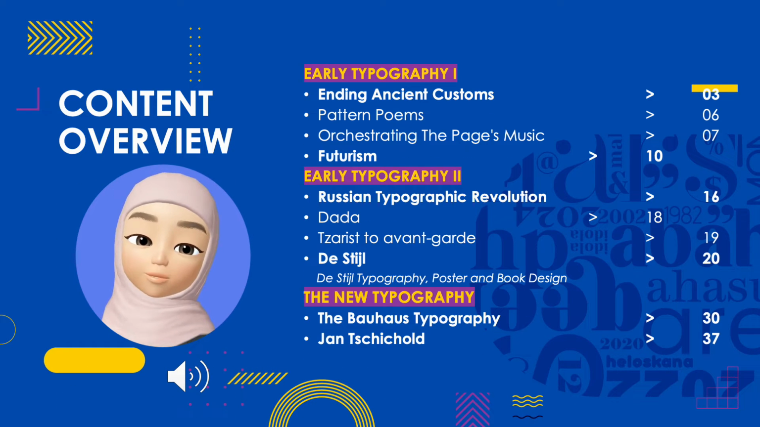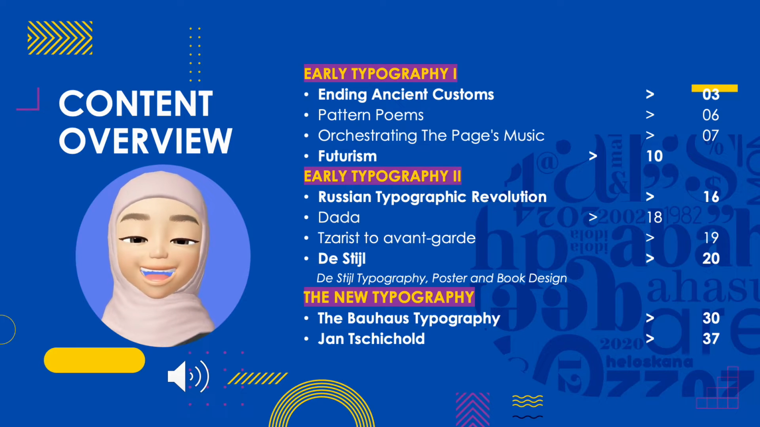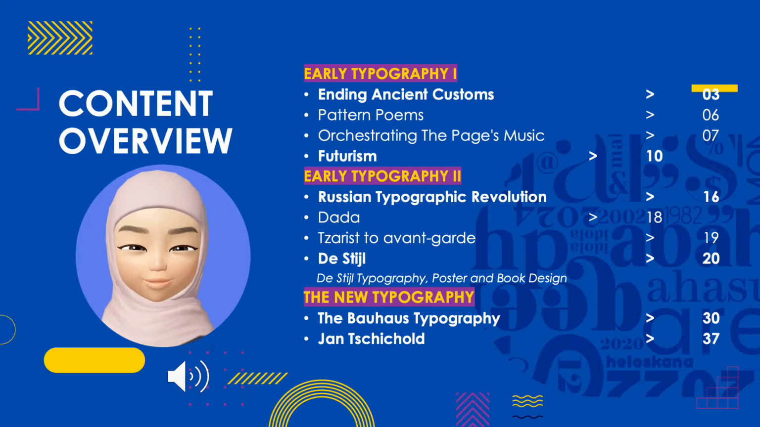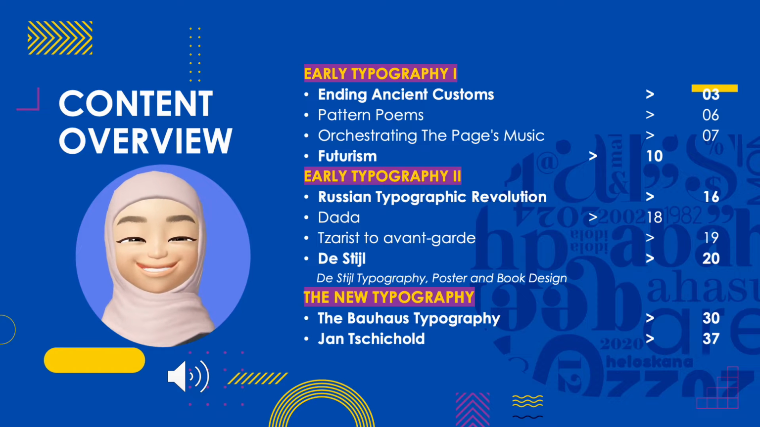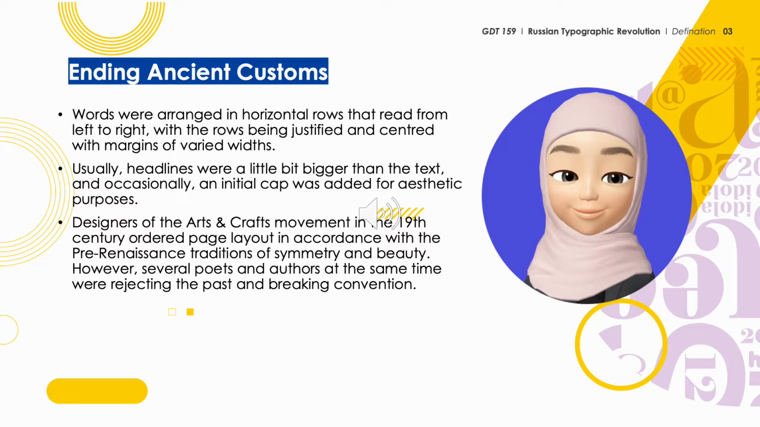In this topic, we will learn about early typography 1: ending ancient customs, pattern poems, orchestrating the page music, futurism. And next, early typography 2: Russian typographic revolution, Dada, Tsarist to avant-garde, De Stijl. The third one is the new typography: the Bauhaus typography and Jan Tschichold. We will start with ending ancient customs.